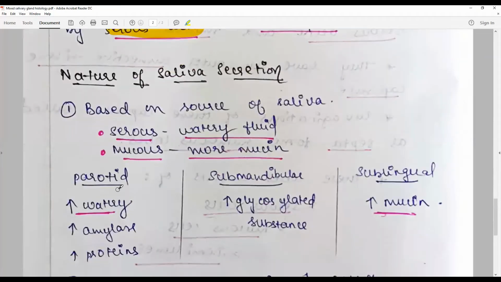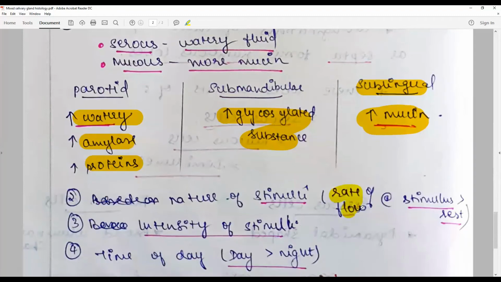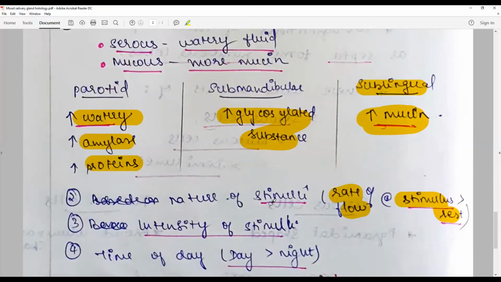And how it works in mixed salivary glands: parotid has increased watery secretion, increased amylase and increased proteins. Submandibular has increased glycosylated substance. Sublingual glands have increased mucin substance. The nature of stimuli and rate of flow, as compared to the resting state, determines the seromucous nature and the intensity of the stimuli. Day has more serous, night has more mucous. So all this combines in the sympathetic and parasympathetic stimulation modulation, and the stimulation of the serous and mucous salivary acini determines the amount of final salivary product.